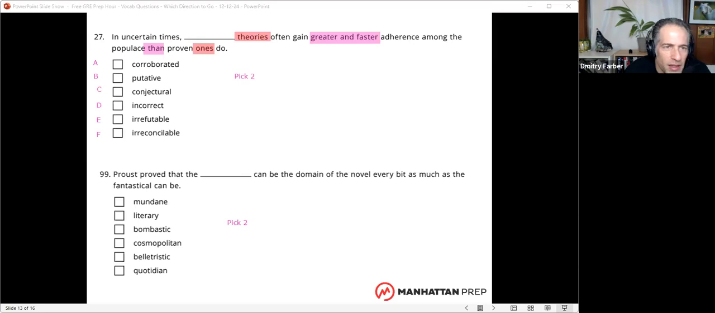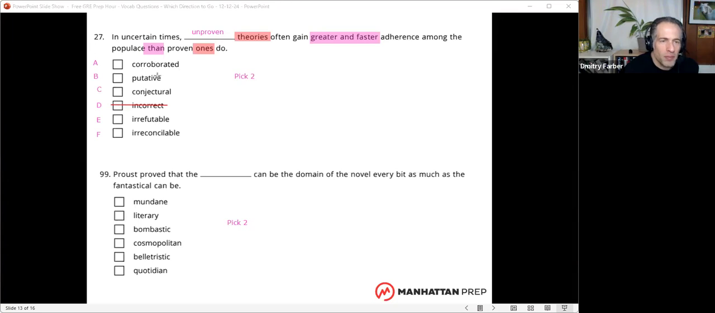So they're saying, okay, we want something like unproven theories, right? Unproven theories apparently gain faster adherence than proven ones do. That sounds about right from what I've seen in the world. Okay, so I need something that means that it's not proven. I have to be careful because incorrect is nice, but there's a difference between it's not for sure, we don't know, versus it's wrong.